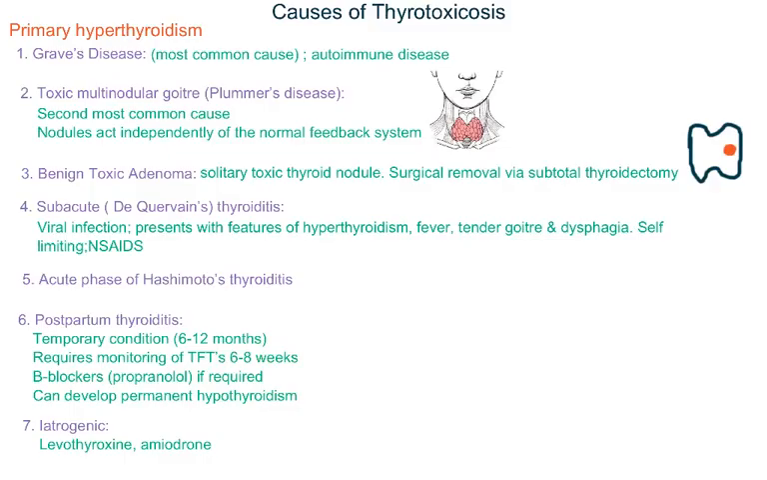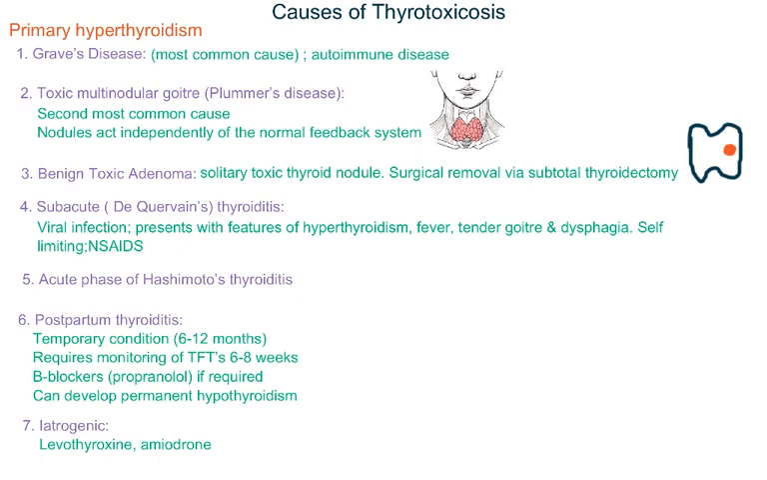Let's start with the causes of thyrotoxicosis. Thyrotoxicosis means abnormal and excessive quantity of thyroid hormones in the body. And primary hyperthyroidism means the defect is in the thyroid gland itself, and hyperthyroid means overactive thyroid gland. The most common cause of primary hyperthyroidism is Graves' disease, which is an autoimmune disease, and we'll discuss it in detail in the next few slides.